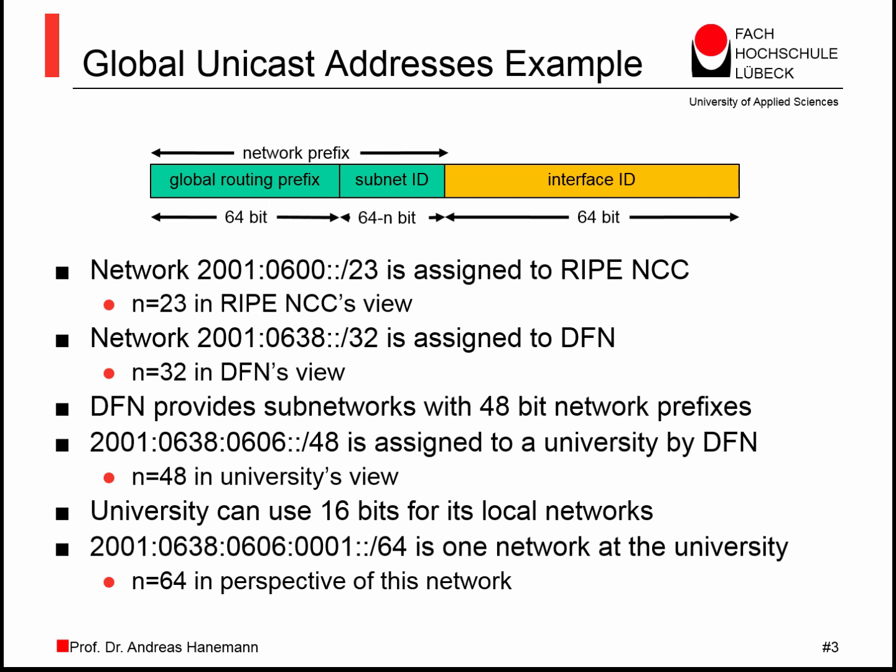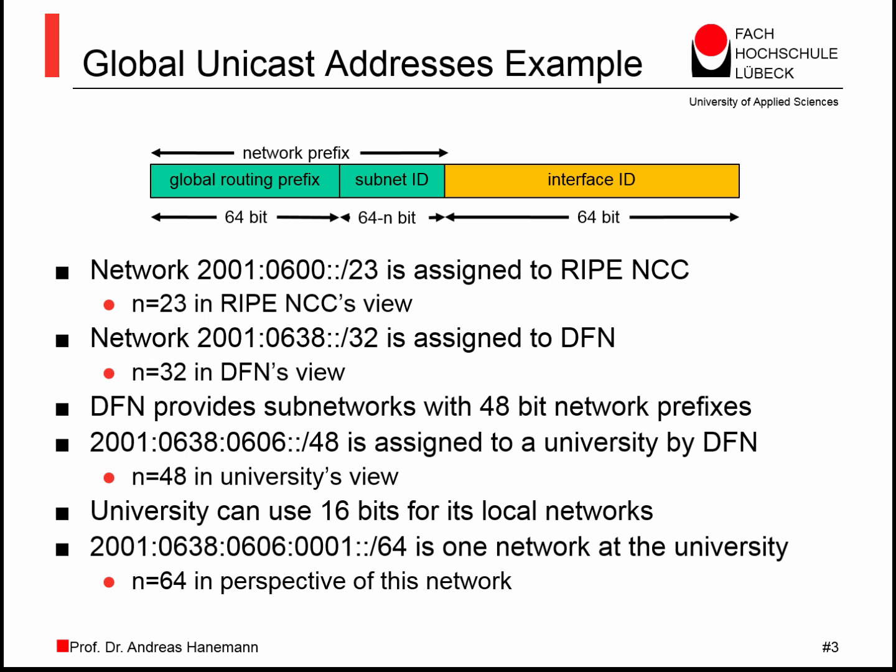The last 64 bits of an IPv6 address are used as interface ID, that is, to distinguish between different interfaces within a network. The first 64 bits are used to specify the network part. Within these bits, n bits belong to the global routing prefix, and the remaining bits are used to identify the subnet. There is an example on the slide.